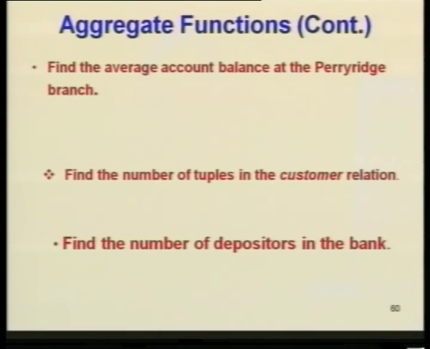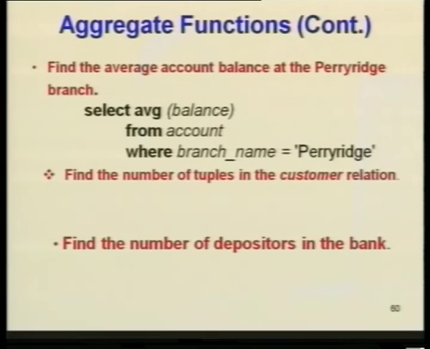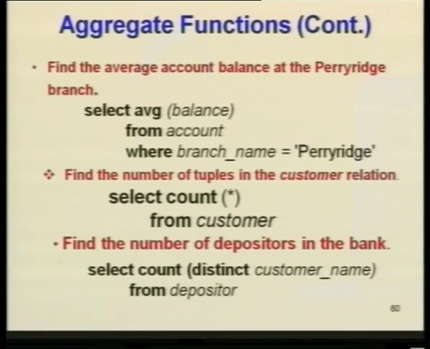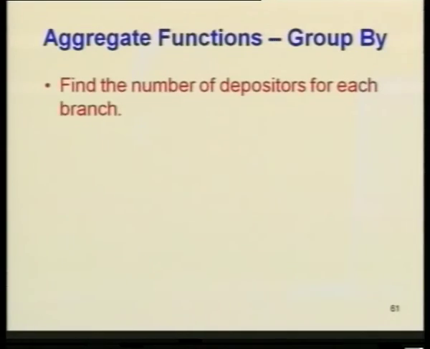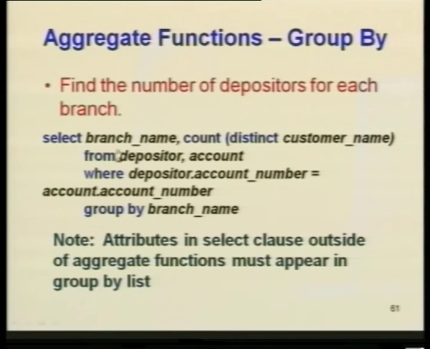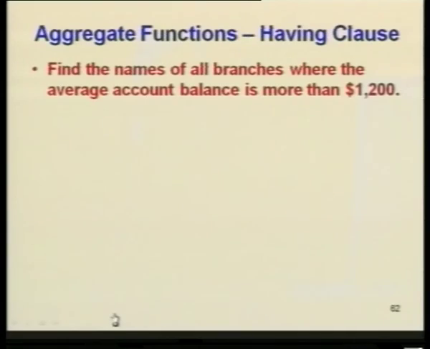So, these are examples: find the average account balance at Perryridge branch, number of tuples, number of depositors. These are examples that you can write with this type of operation, count and so on. Find the number of depositors of each branch, you can put distinct customer name, you do not want the same customer, from depositor, account, where depositor account number equals account account number, and you want it by branch name for each branch. So, attributes in the select clause outside of aggregate functions must be in the group by list.